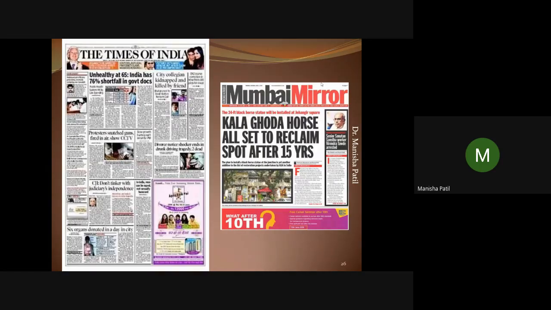Let's see the difference between the two. On the left hand side, you have broadsheet, Times of India. And on the right hand side, you have tabloid, that is Mumbai Mirror. Have a look at both.